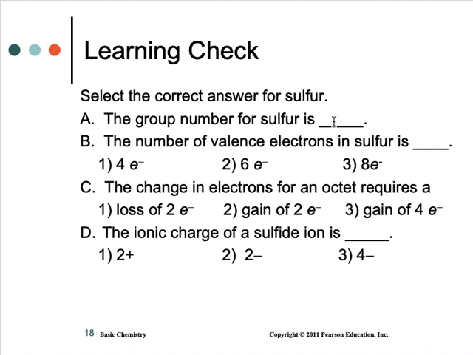Sorry, it's 6A or it's 16. It depends. Our periodic table on our wall says 16. The number of valence electrons in sulfur is 6. The change in electrons for an octet means it needs to go from 6 to 8, so it's gaining 2. And the ionic charge for sulfide is 2 negative. Do those and see if that makes sense to you.